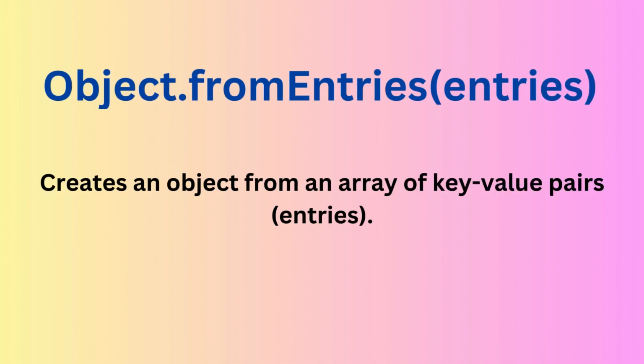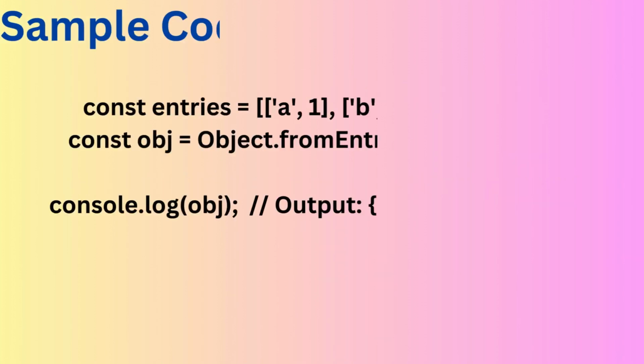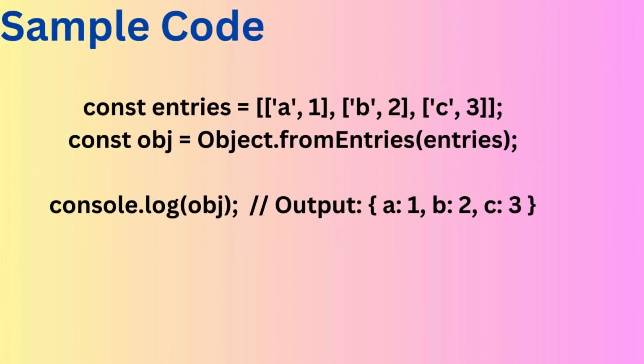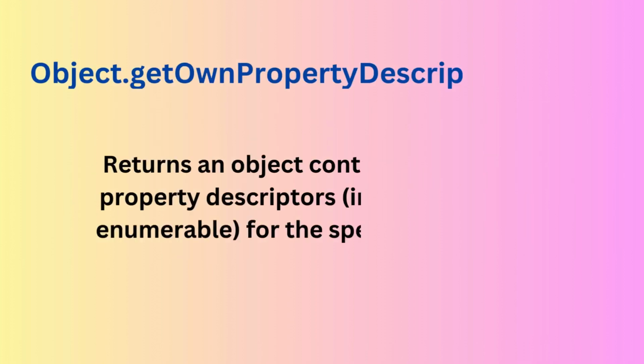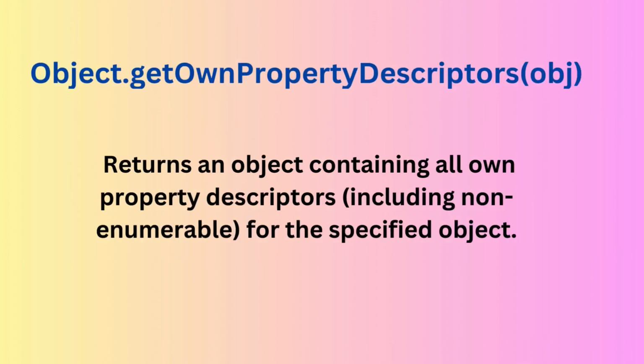Object.getOwnPropertyDescriptors returns an object containing all own property descriptors, including non-enumerable, for the specified object. Use case: when you need to inspect the property descriptors of an object, especially to understand property attributes like writability, enumerability, and configurability. These additional examples demonstrate more advanced features and use cases of the Object in JavaScript, providing powerful tools for working with objects in various scenarios.